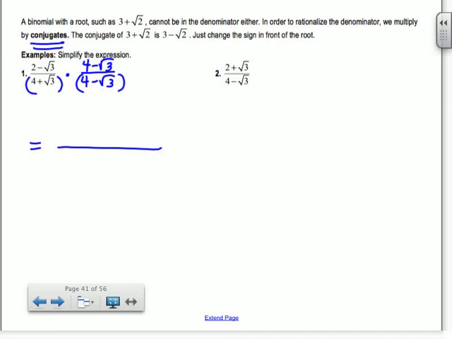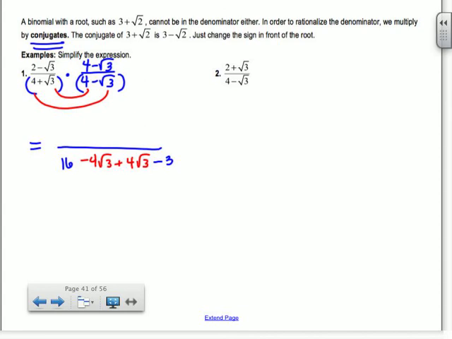If I'm foiling out the denominator, I have 4 times 4 is 16. My outer is negative 4 root 3, and my inner is positive 4 root 3. And then my last is square root of 3 times negative square root of 3, so I get negative 3. That's a negative there.